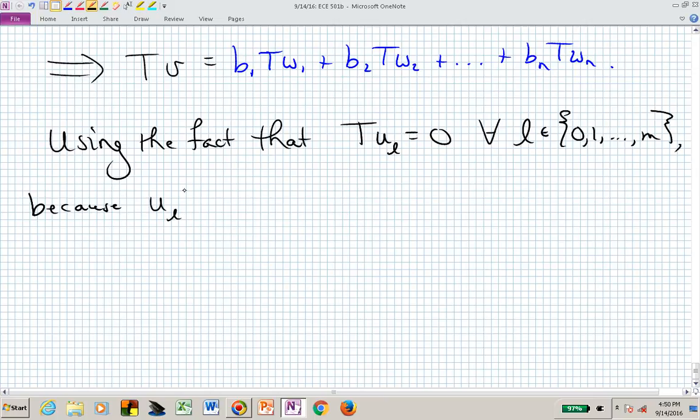Because the u sub l's are basis vectors in the null space of T.